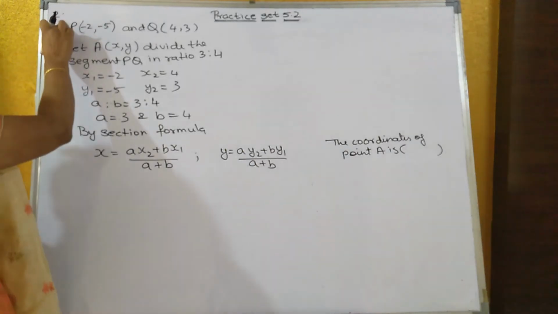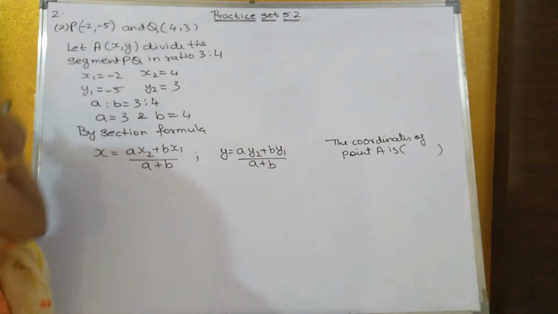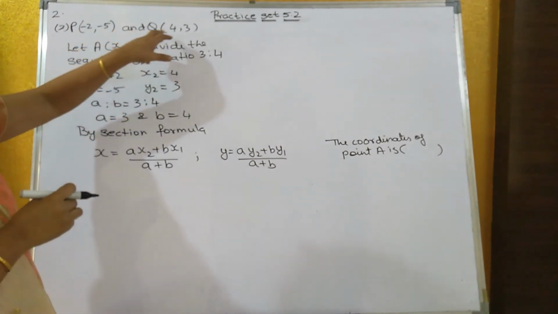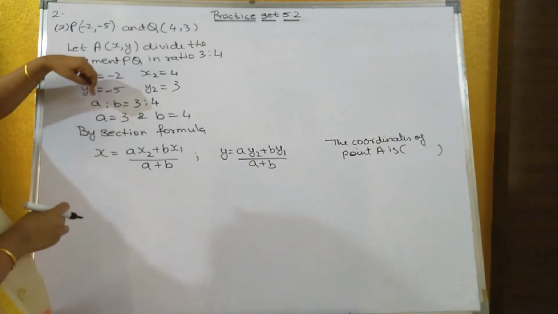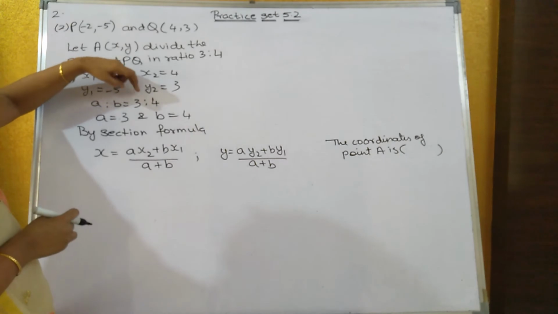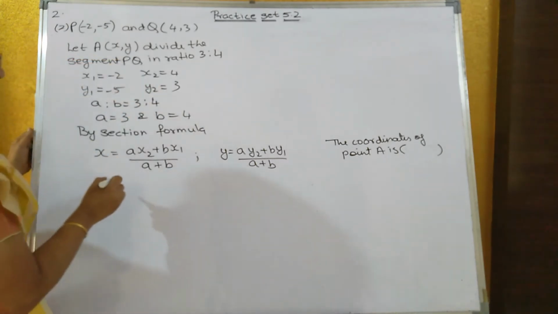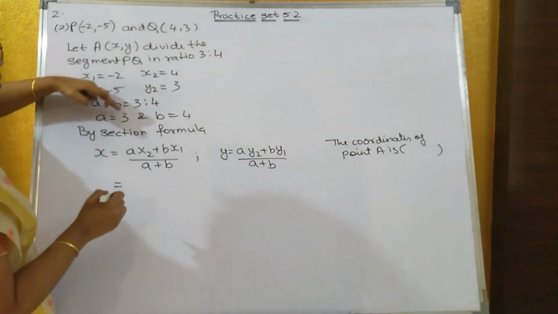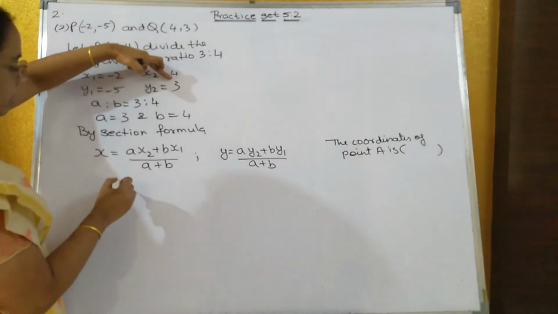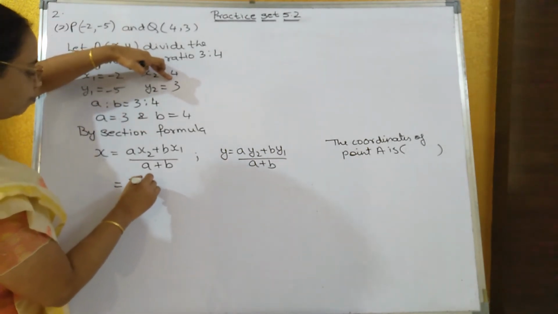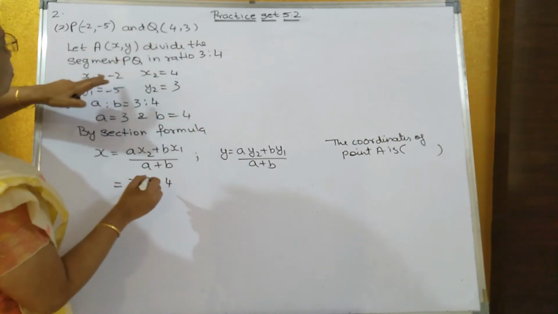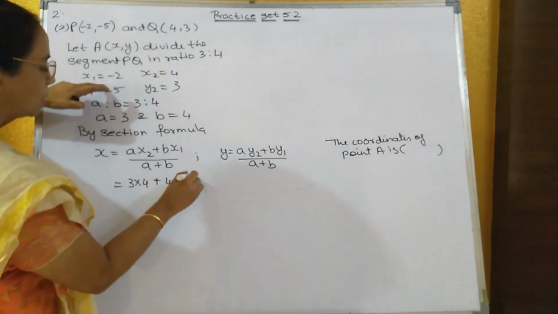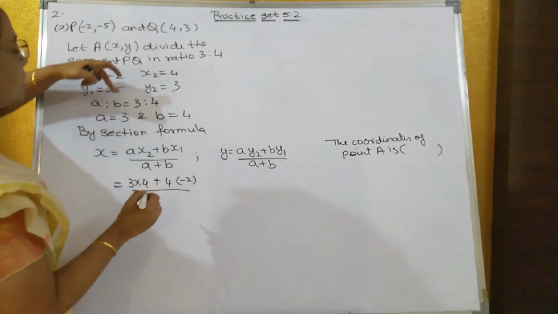Now the second sum of sum number 2. P is minus 2, minus 5 and Q is 4 and 3, and you have to find out the coordinates of A, which is x and y, which divides the segment PQ in the ratio 3:4. So by section formula, A is what over here? 3 into x2, that is 4, 3 into 4 plus B is 4 into x1, that is minus 2 upon A plus B, that is 3 plus 4.